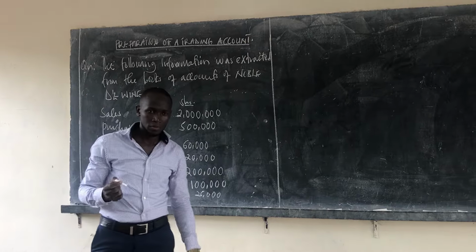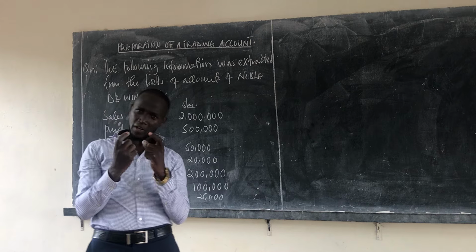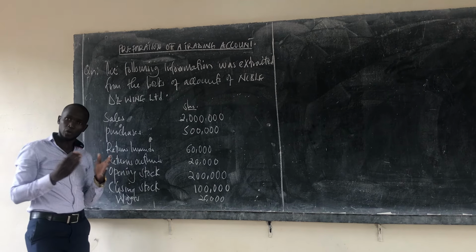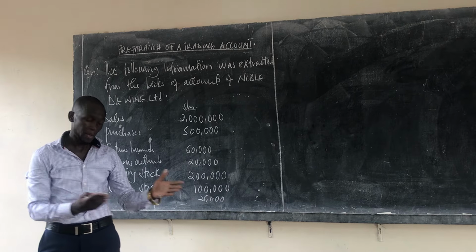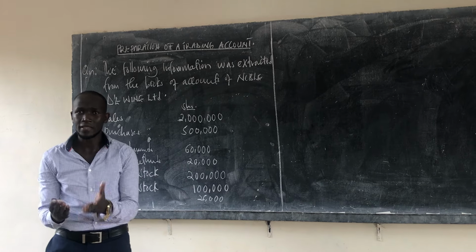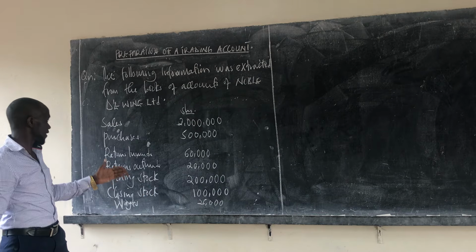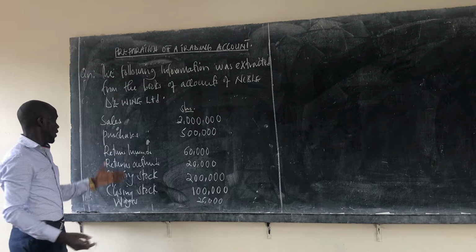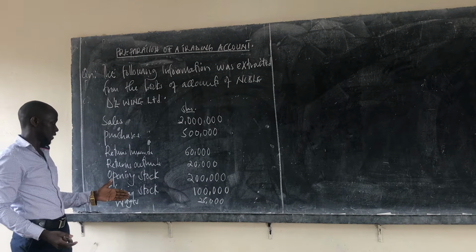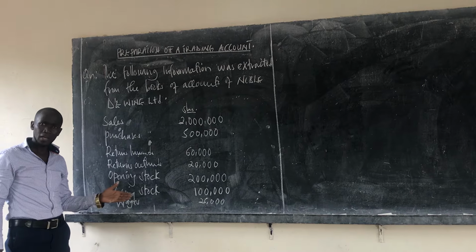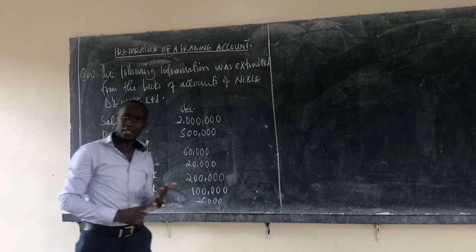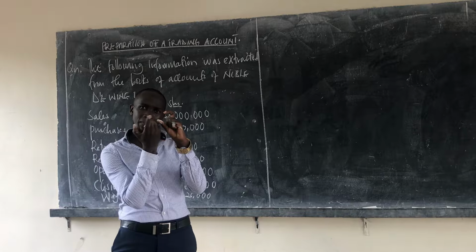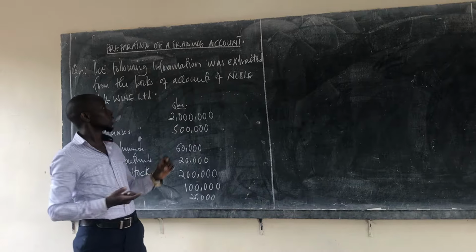With this information, any person conversant with a trading account can easily find out what amount of gross profit or gross loss, because it may be a profit, it may be a loss. Such things happen in business. So we want to see, with this information, can we find out whether Noble DeWine Limited made a profit or a loss?